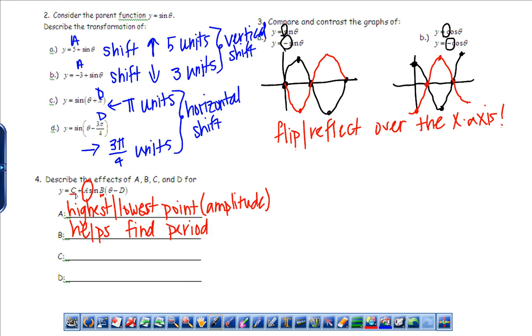Your C value, and I totally called this A up here. This is not A. This is C. Your C value is going to be your shift up and down. And your shift up and down, again, is your vertical shifts. Your D value, which we talked about up here, is going to be your left and right shift. And again, your left and right shifts are your horizontal shifts.